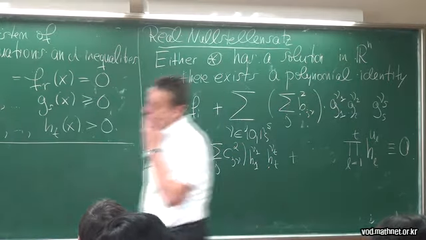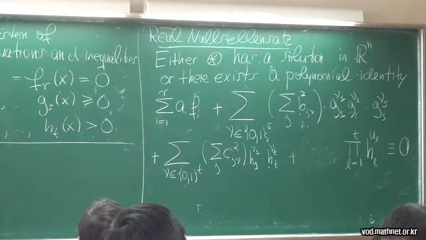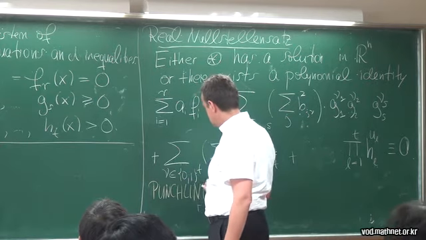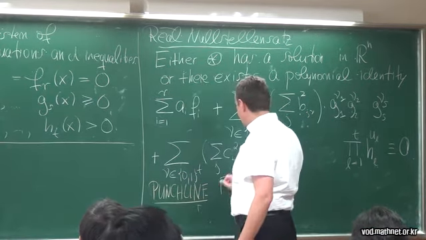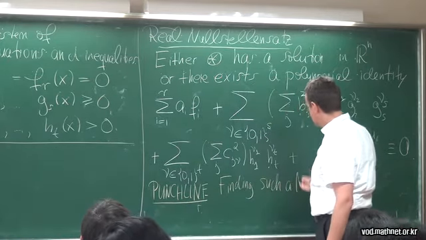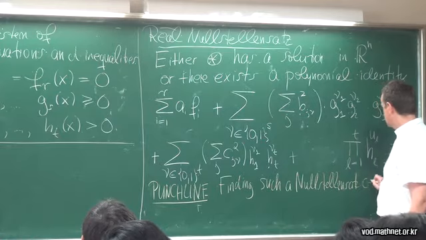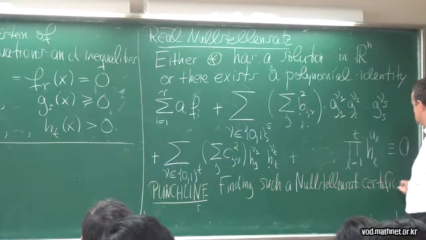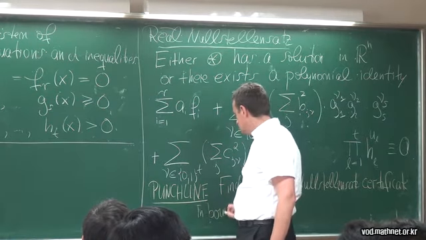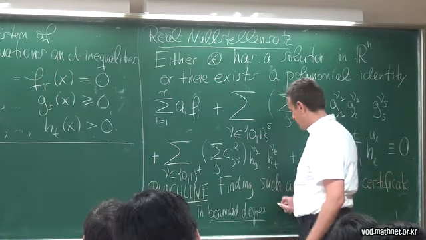Okay. So the punchline is that that's an SDP. Let me write this in yellow. Punchline. Finding such a witness, such a real Nullstellensatz certificate, in bounded degree, that's important, in bounded degree is an SDP.